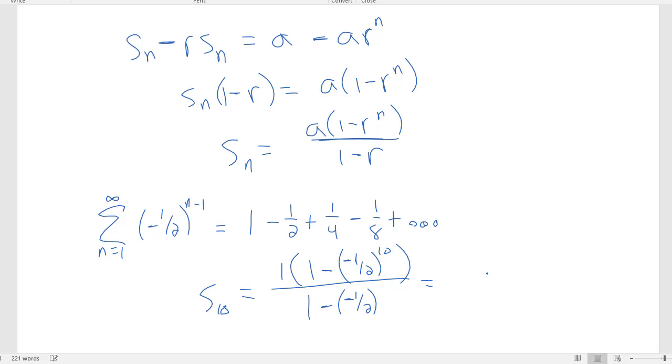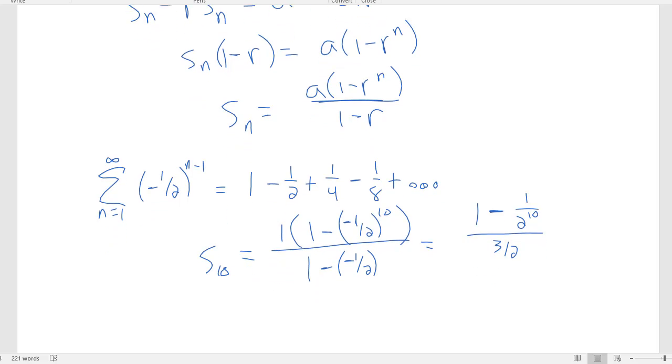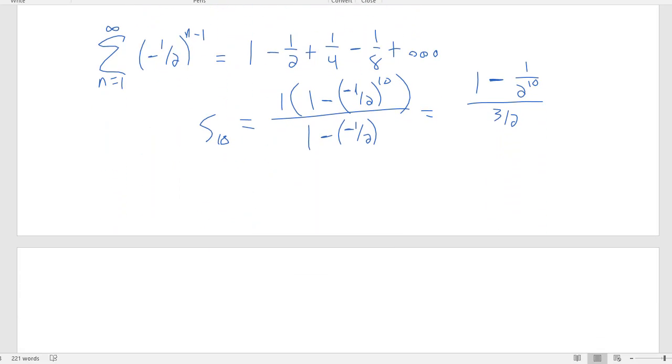So, in this case, I would have 1 minus, and raising this to the 10th power makes this positive. So I could write this as 1 over 2 to the 10th. And then let's see, 1 plus a half is 3 halves. That's going to be a lovely number there. If I flip and multiply, I'm going to multiply up here as 2/3.